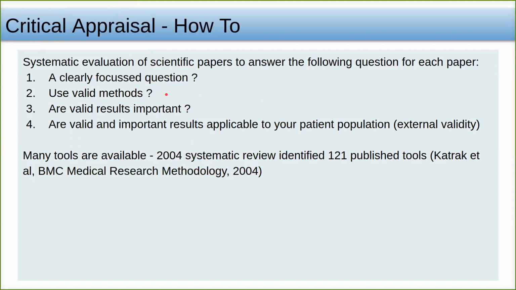The second is whether the methods used are valid. Third is, are the valid results important? And finally, are these valid and important results applicable to your patient population?